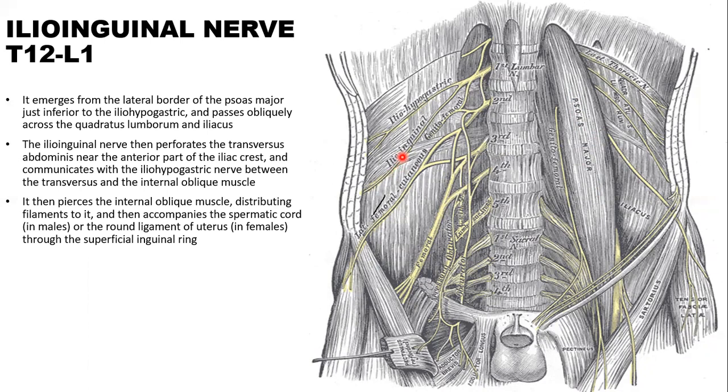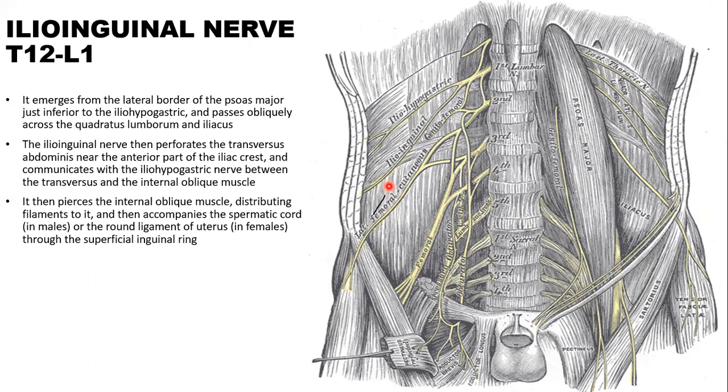Okay, so this nerve passes obliquely across the quadratus lumborum muscle. You've already seen the quadratus lumborum muscle. It is not being illustrated on this image. Then the ilioinguinal nerve perforates the transversus abdominis near the anterior part of the iliac crest. Okay, the iliac crest is not being shown here, but just get the theory. And then this nerve communicates with the iliohypogastric nerve between the transversus abdominis and the internal oblique muscle. Then it pierces the internal oblique muscle, distributing its filaments.